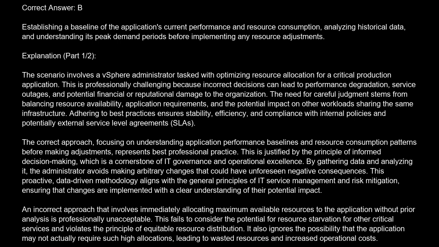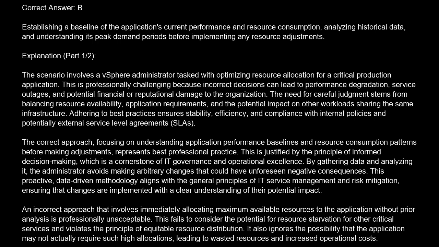This is professionally challenging because incorrect decisions can lead to performance degradation, service outages, and potential financial or reputational damage to the organization. The need for careful judgment stems from balancing resource availability, application requirements, and the potential impact on other workloads sharing the same infrastructure. Adhering to best practices ensures stability, efficiency, and compliance with internal policies and potentially external service level agreements, SLAs.